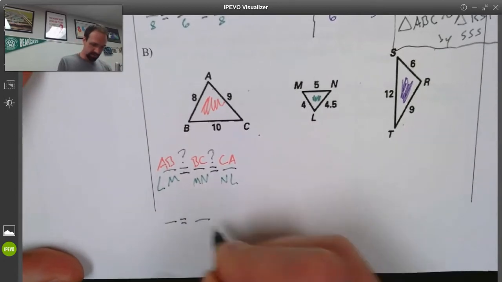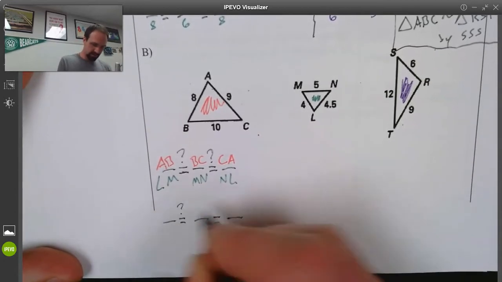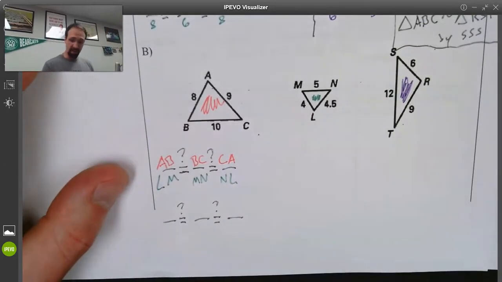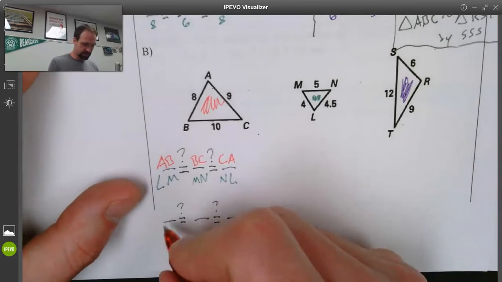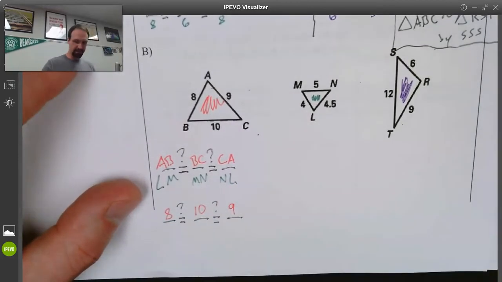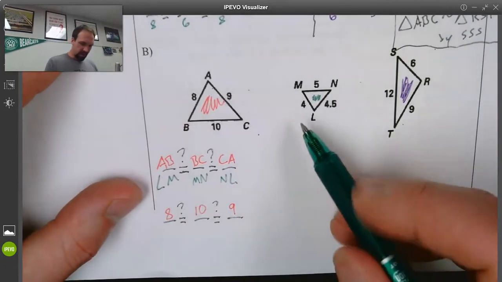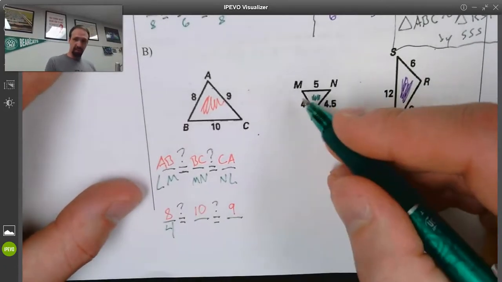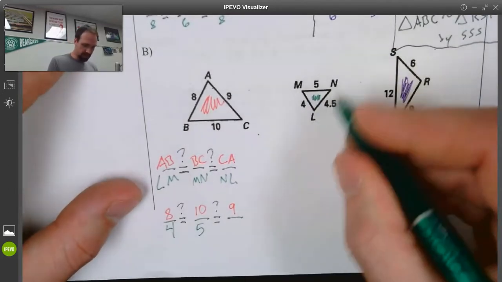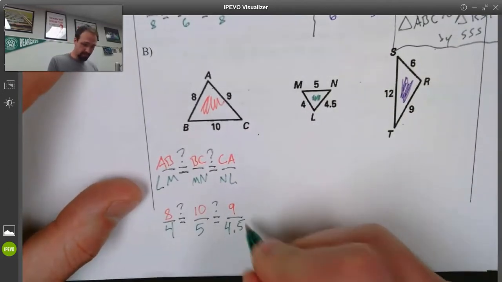So again, making my fraction bar, my equal signs, getting everything set up. So the length from A to B is 8. The length from B to C is 10. The length from C to A is 9. And then L to M is 4. Make sure you read the diagram correctly. L to M is 4. M to N is 5. And then N to L is 4.5.